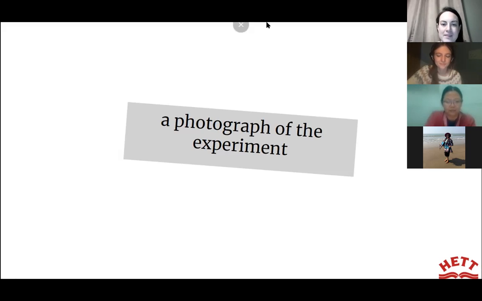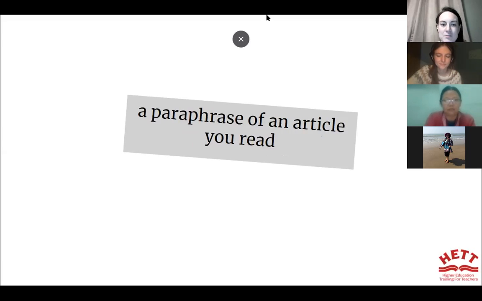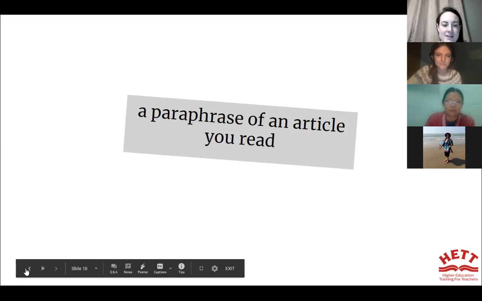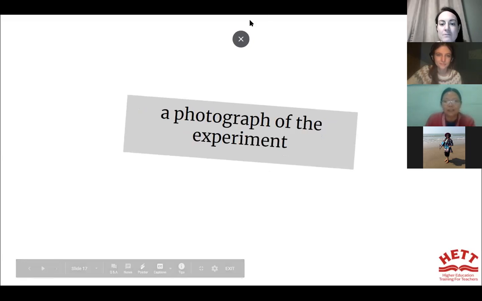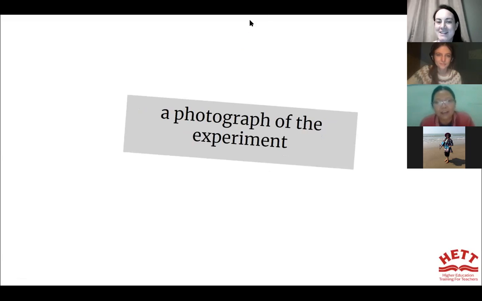Relaunch poll. Oops, sorry, I clicked too many. A photograph of the experiment. Now I got it. Can you see it? Yeah, I see. Okay, awesome. Sometimes you just have to exit and re-enter.